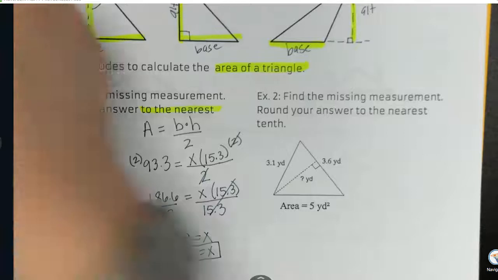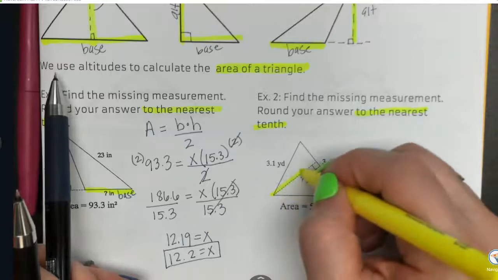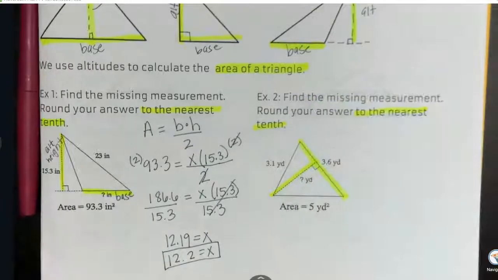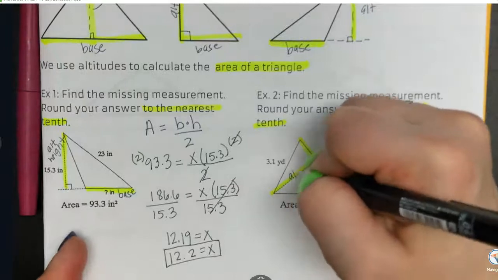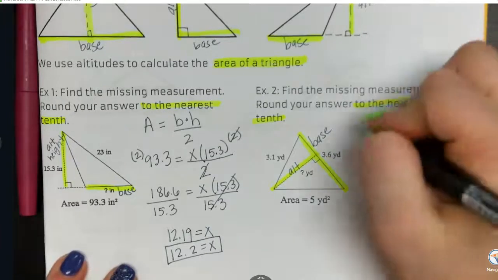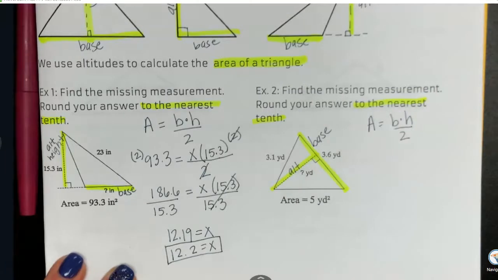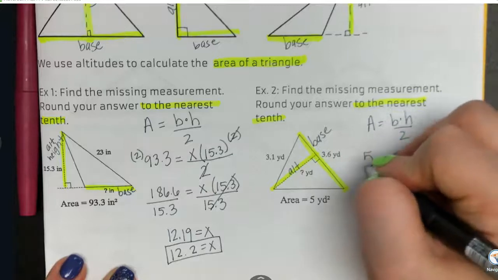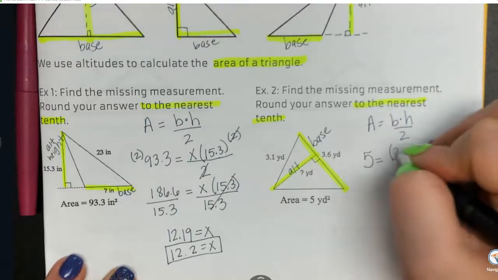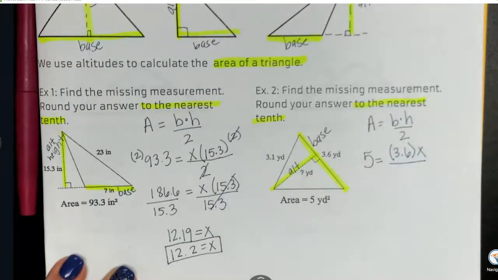This is again finding the missing measurement, and we're going to round to the nearest tenth. Here's my altitude. Here is my base. In this case, I don't know the altitude. And again, they already gave me the area. Here's our formula. If you don't have it memorized, now you need to get it memorized. My area is 5. My base is 3.6. My height or my altitude, I do not know what that is. And the formula says I should divide by 2.